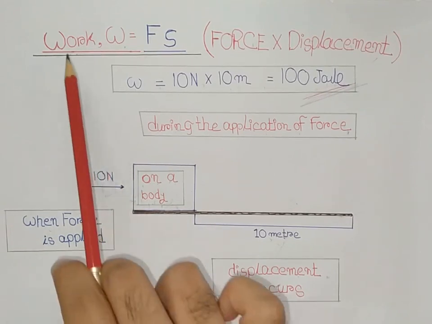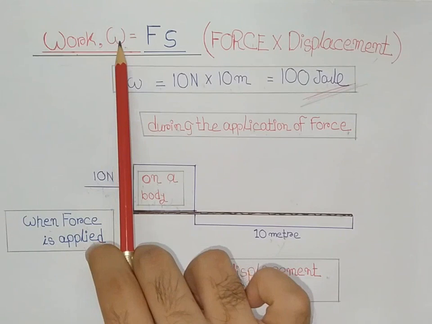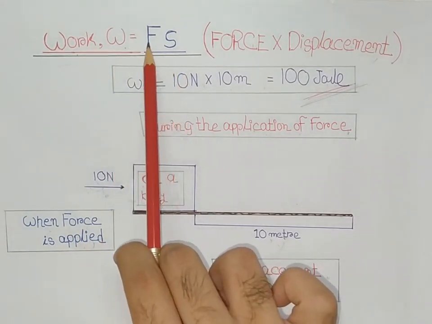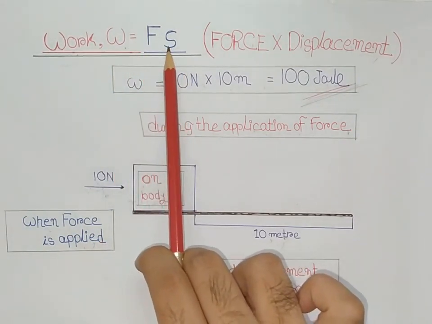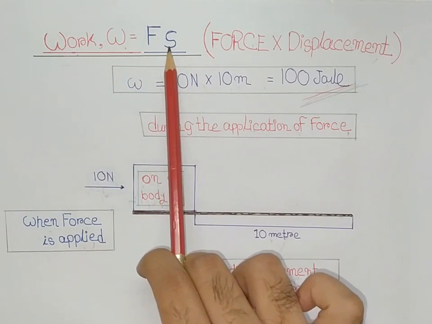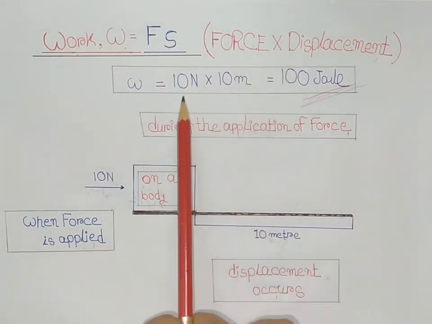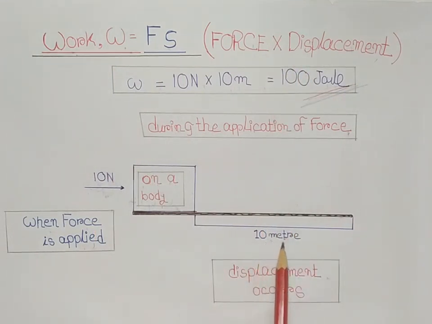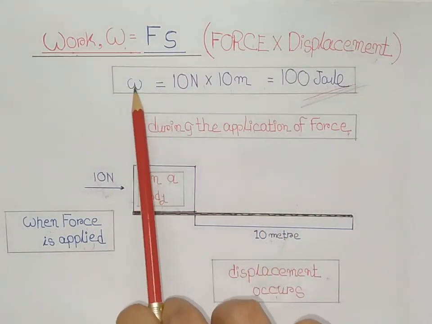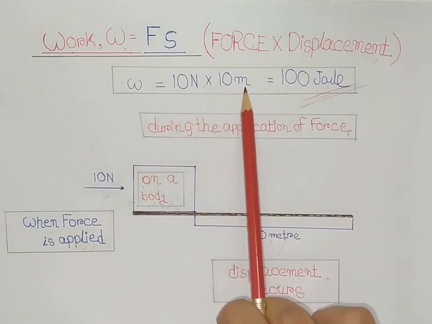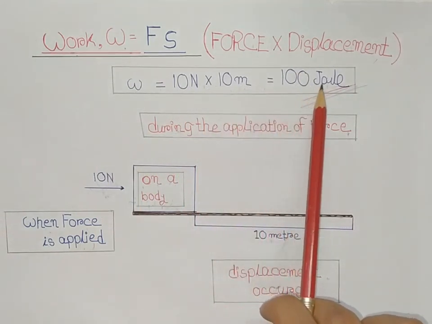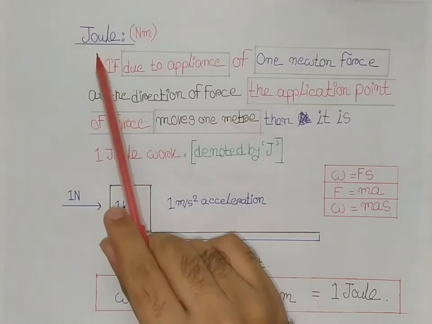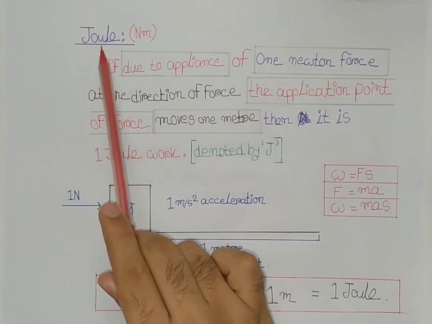Then work equals the product of force and displacement or component of displacement. Here force is 10 Newton and component of displacement is 10 meter. So work equals 10 Newton into 10 meter equals 100 joule. The unit of work is joule.